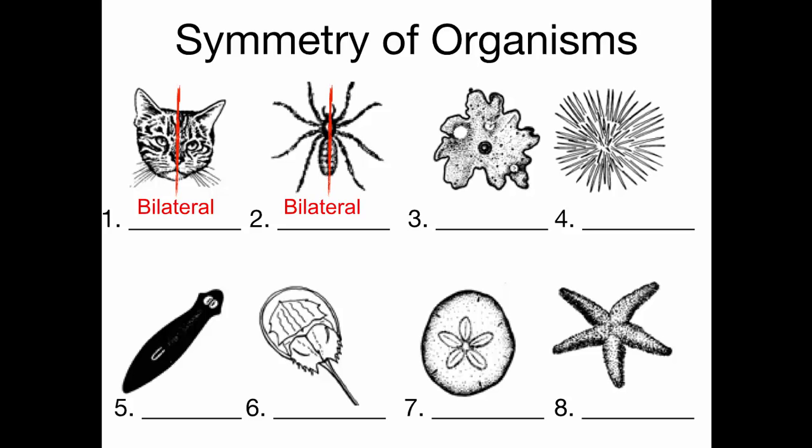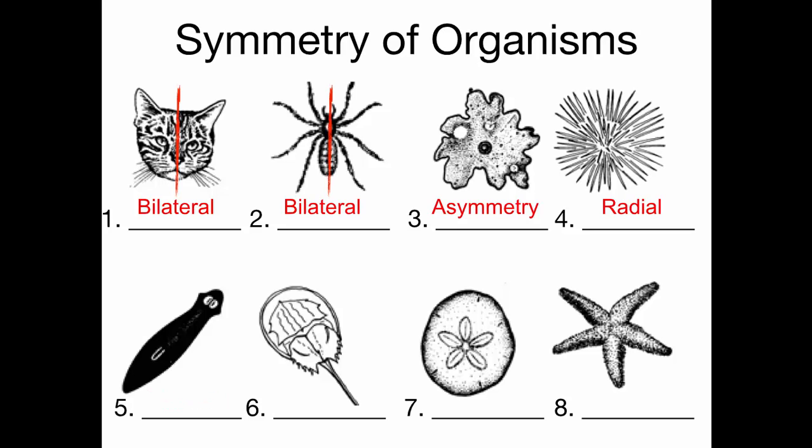Now this isn't an animal, but we're still going to talk about it. This amoeba. What is its symmetry? Asymmetry. Doesn't have any pattern. How about this sea urchin? Radial symmetry. Those spines are organized in a circular pattern.